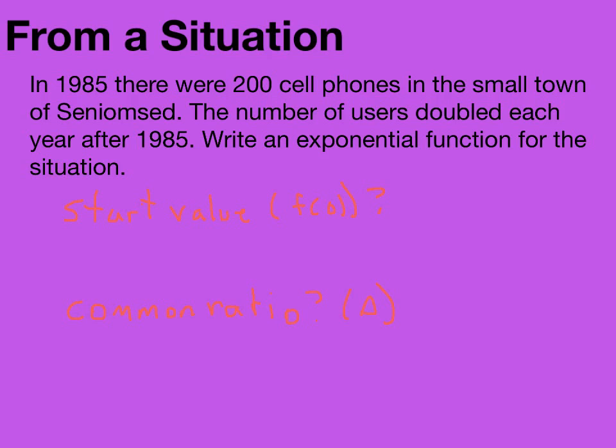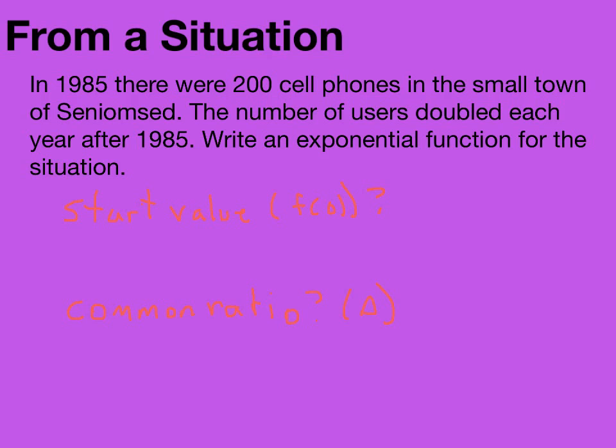Finally, from a situation, and this is where in real life we see this most often. It's used in interest rates for banking. It's used in statistics. Anything where we need to think about how things are rapidly growing or declining. So in 1985, there were 200 cell phones in the small town of Exponential. The number of users doubled each year after 1985. Write an exponential function for the situation.